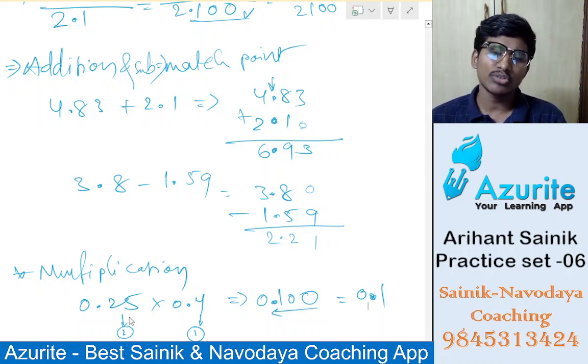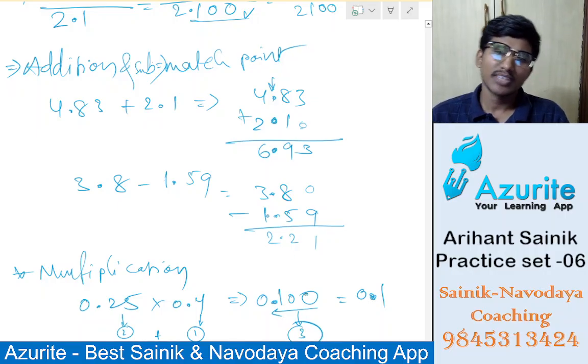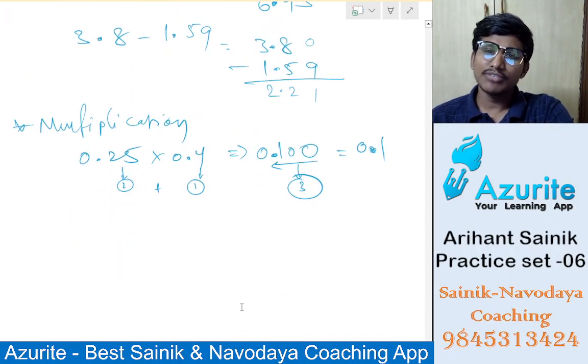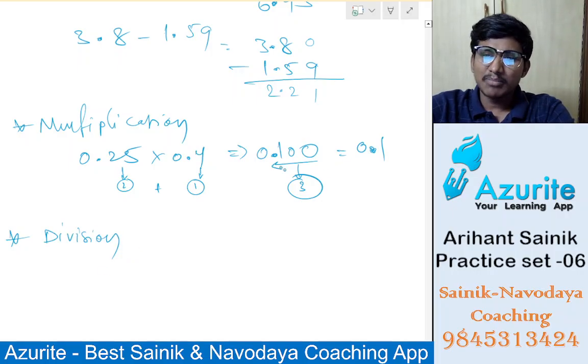Like that, we have to count the total decimal places, that is 2 plus 1. It will be 3 decimal places here. Okay? Understood? That is multiplication. Sir, how 0.1? 3 decimal places is here. Sir, it is 0.25 into 0.4.